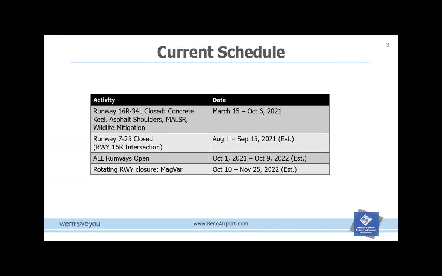Here's a tabular view of that. This year's work is middle of March through October 6th. That's our contractual completion for that portion of work this year. And it includes a nested closure of runway 7/25. That's about August 1st through September 15th.